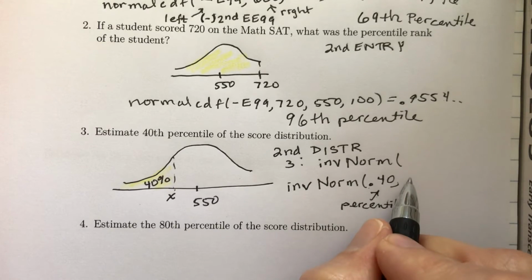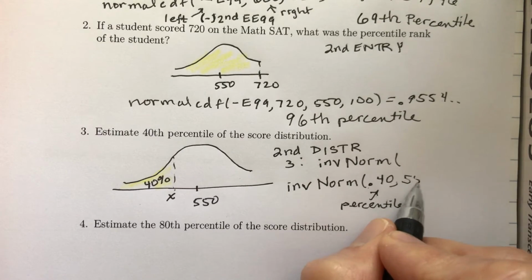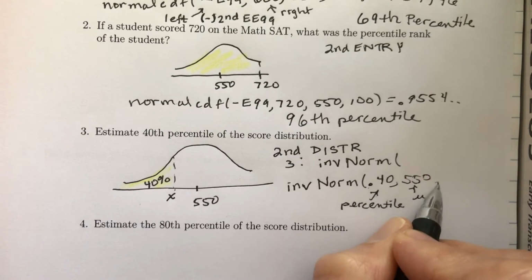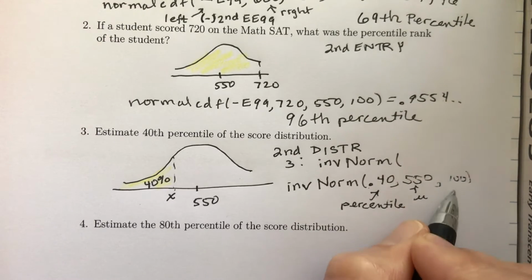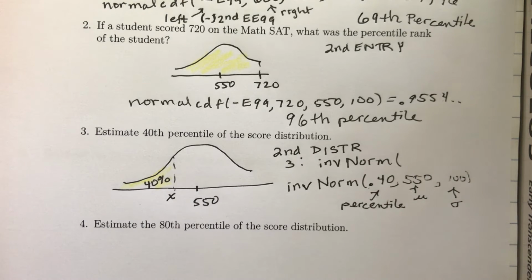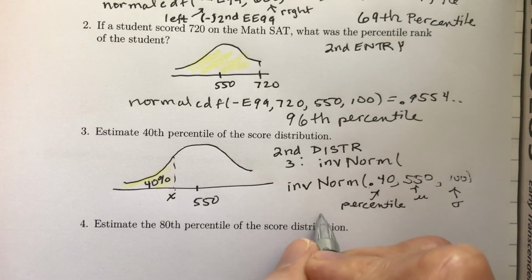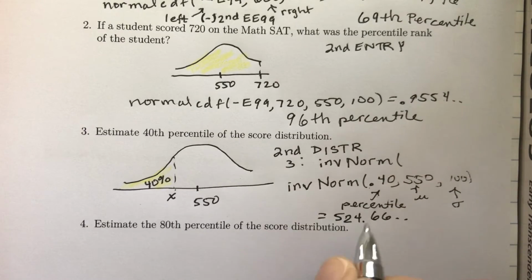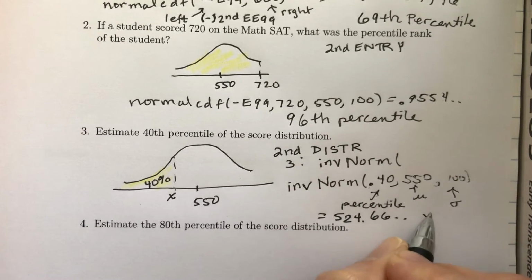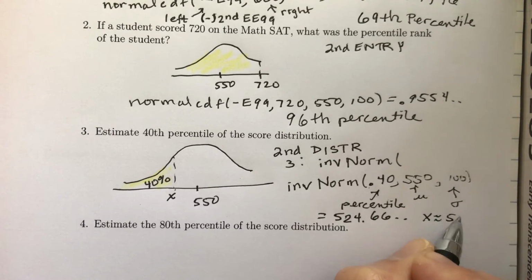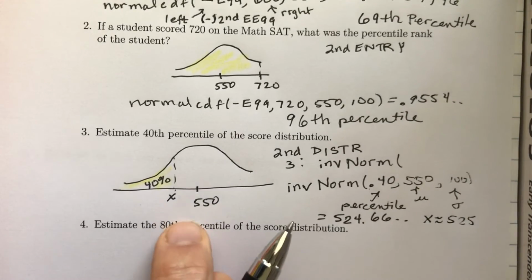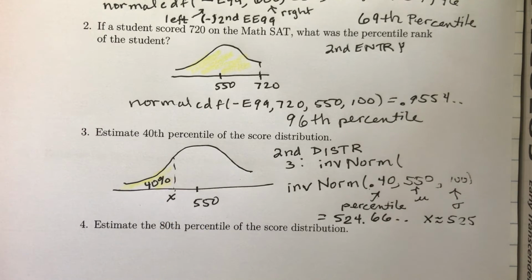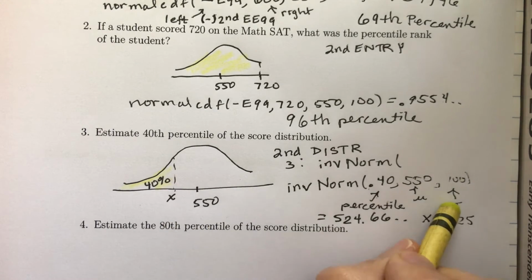And then I put the mean and the standard deviation. That gives 524.66, etc. So somewhere I'm going to write x is approximately 525. So if someone has a score of 525 on the math SAT, that puts them in the 40th percentile.